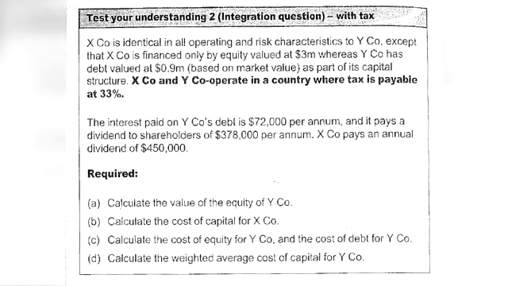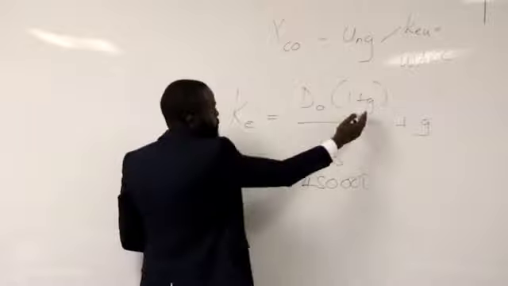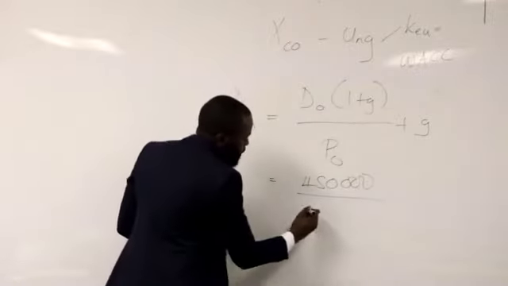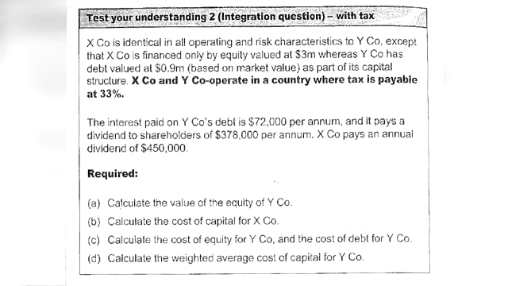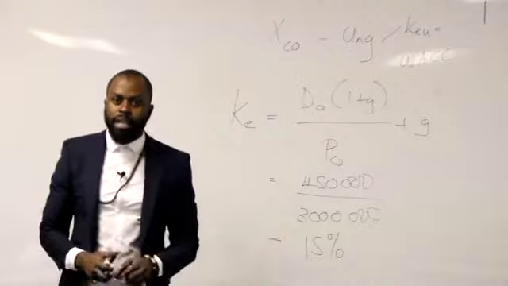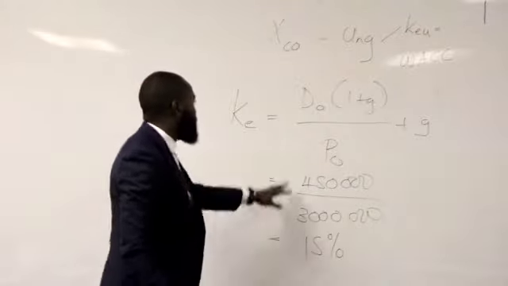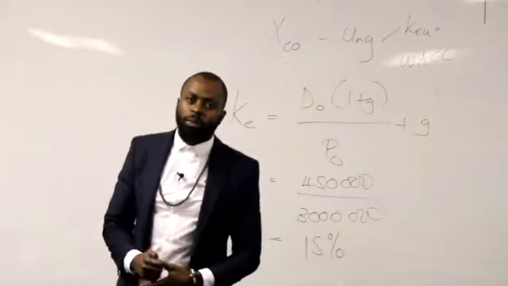We're told here that X company pays an annual dividend of 450,000. In this question, there is no growth, so g is equal to 0. Then the market value is 3 million. So 450,000 divided by 3 million, we get 15%. That will be the cost of equity in the ungeared company, which is also going to be the weighted average cost of capital, since this company is all equity finance.